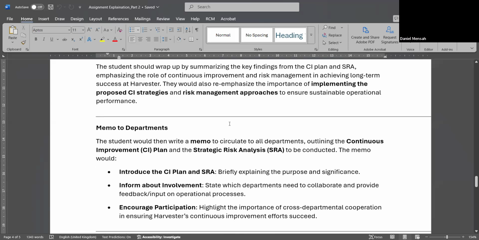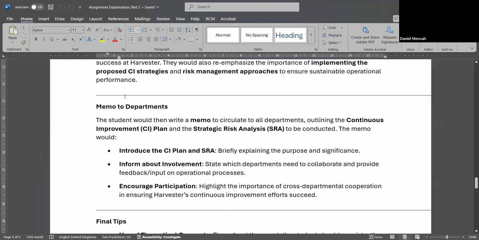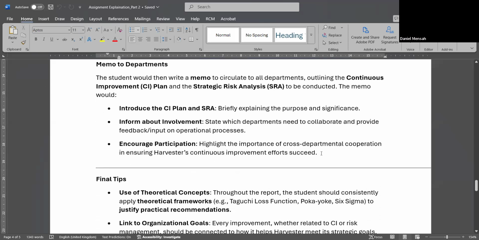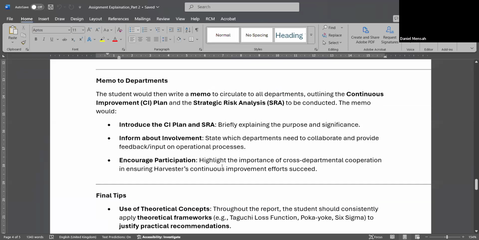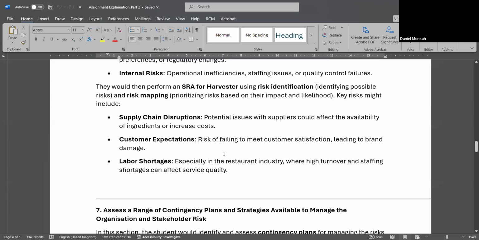Okay. Then again, I have put some extra information there on how you are going to prepare this memo. You are going to introduce, inform about involvement, and encourage participants. So consider what kind of points you will include when you write the memo, and some final tips I gave you while you are writing this report. You will be considering these points. Okay. So any question, Kate?